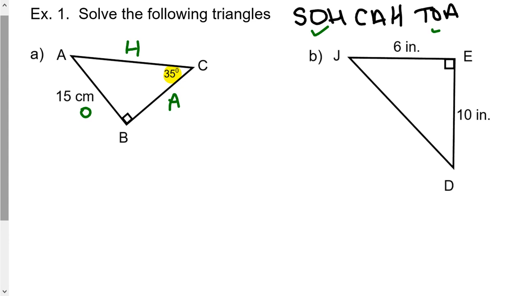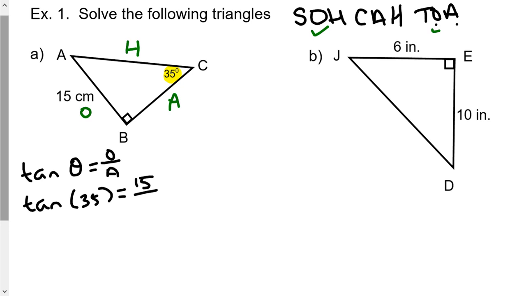So, writing out my blank slate formula first, tangent of theta is, and we go back to our acronym, opposite on top, adjacent on the bottom. Plug in what we know. I know that 35-degree angle. My opposite length is 15. My adjacent length is my unknown, let's call that x. When we have that unknown on the bottom, we're going to want to cross multiply and divide. So I cross multiply that x up to the left side: x times tangent 35 equals 15.